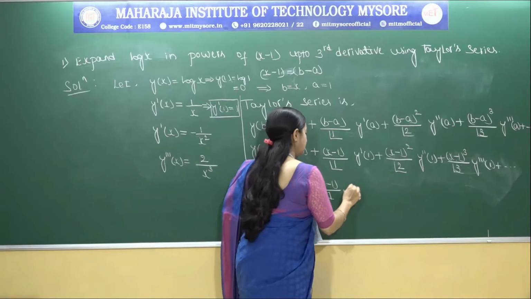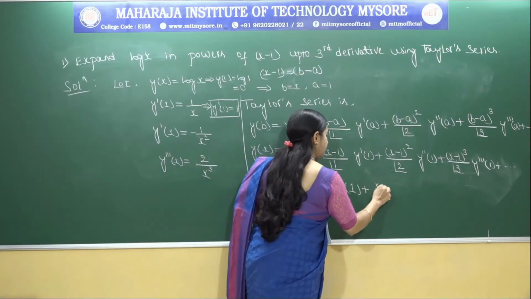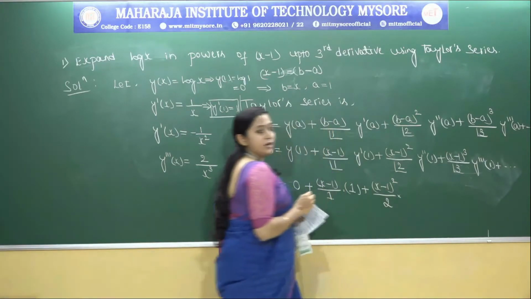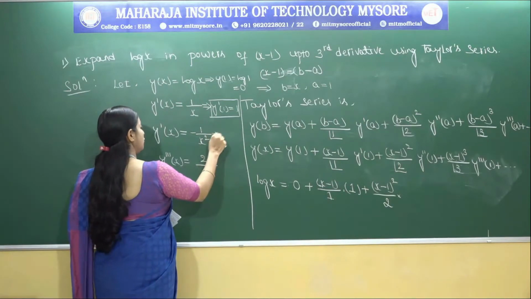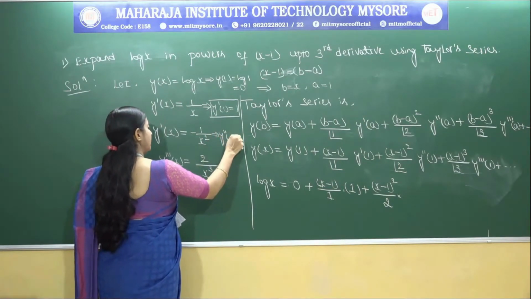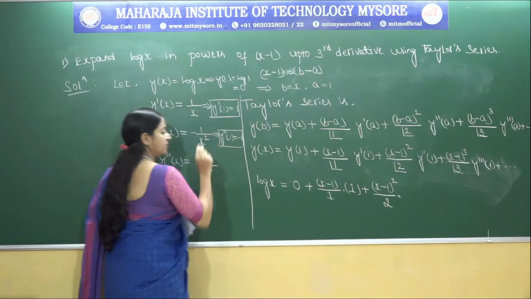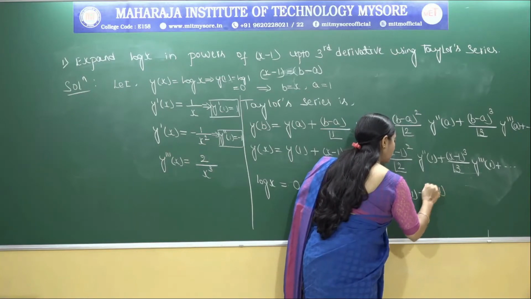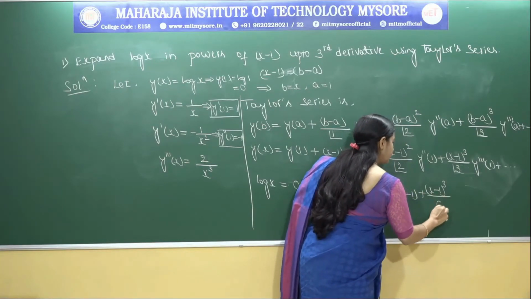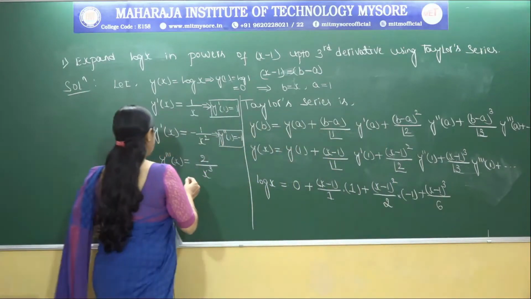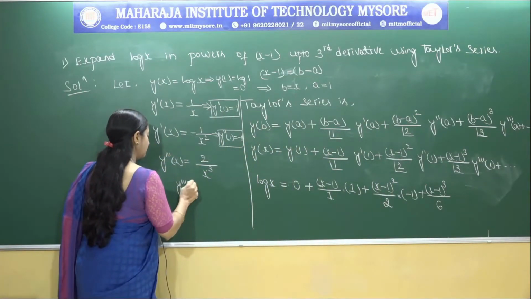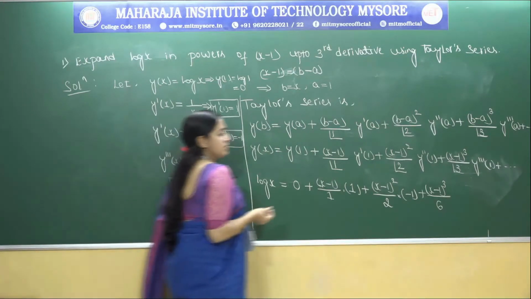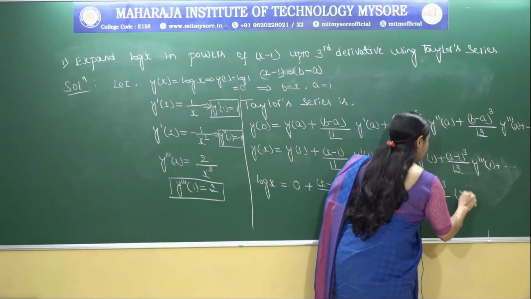Plus x minus 1 whole square, 2 factorial is 2, y double dash of 1. In the second derivative, put x equals 1. So we'll get minus 1. So the second derivative is minus 1. Then x minus 1 whole cube, 3 factorial is 6, third derivative. In the third derivative you put x equal to 1, so the third derivative of 1 equals 2. So the last term equals 2.